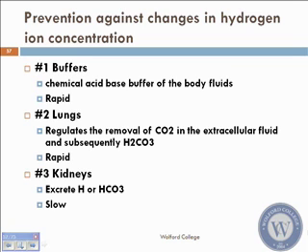So how is it regulated? Well, it's regulated by buffers. These are chemical acid buffers in the body fluids. The most important buffer system is the bicarb system, and it's in your blood. There's also a phosphorus buffer system, which we'll talk about later. These are rapid in the sense that they are able to neutralize the changes in pH very, very quickly.